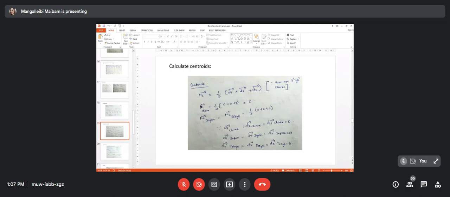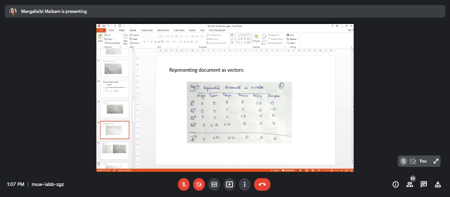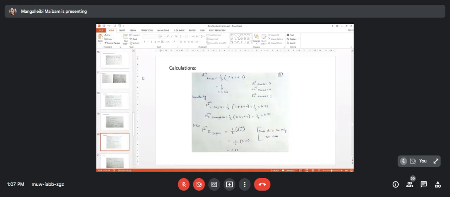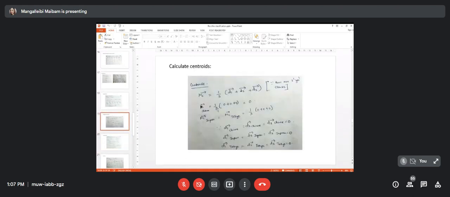So for Chinese, 1 by 3, because there are 3 documents in the China class: D1, D2, D3. For Chinese in D1, D2 and D3, you have to find from this value. So Chinese in D1 it is 0, Chinese in D2 it is 0, Chinese in D3 it is 0. So for Chinese it is 1 by 3, 0 plus 0 plus 0 equals 0. Then we have to calculate for Japan also in the same way.